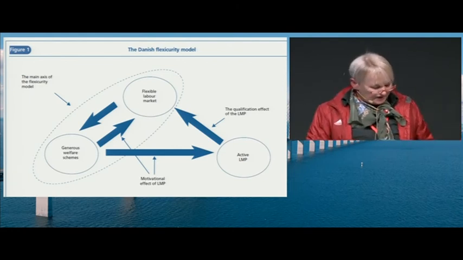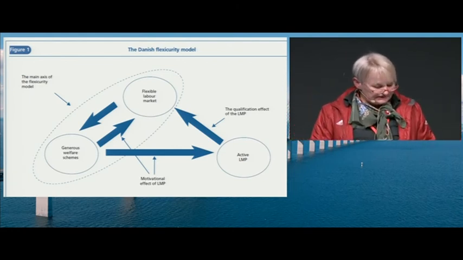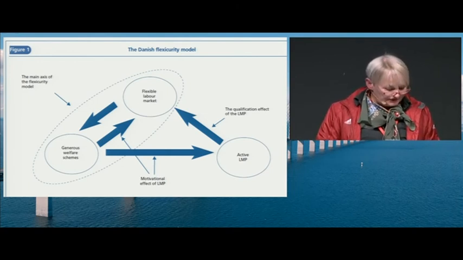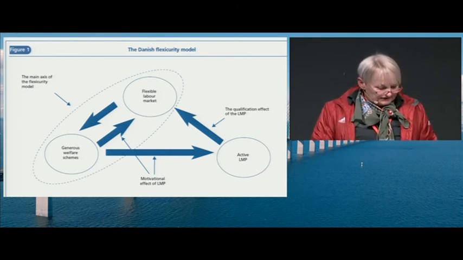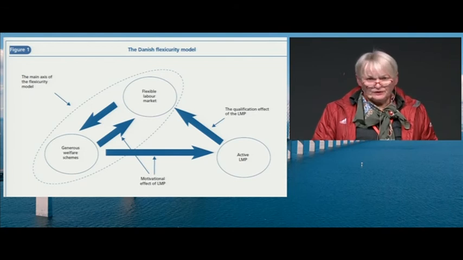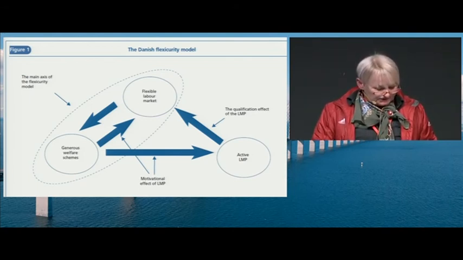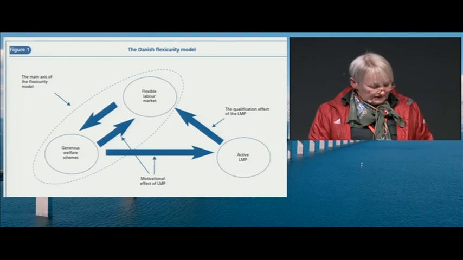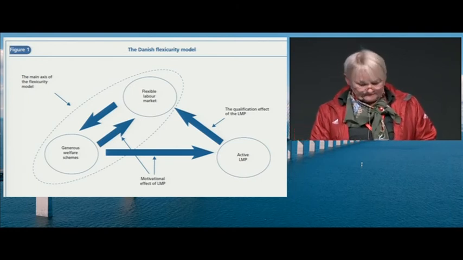The point of departure for us to initiate the study has been the flexicurity model with the main cornerstones of a flexible workforce, which is the flexibility part of the model, and a relatively high compensation during unemployment, the security part of the model, as illustrated by Per Kongshøj Madsen in this figure.